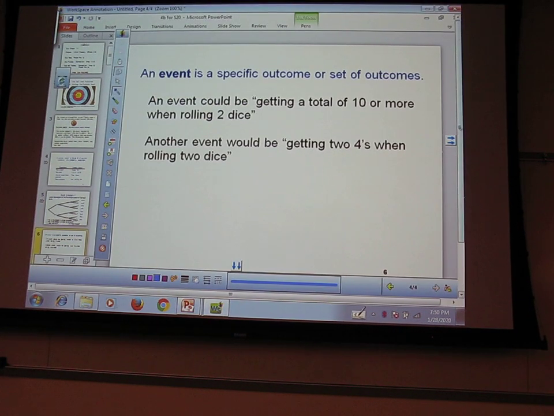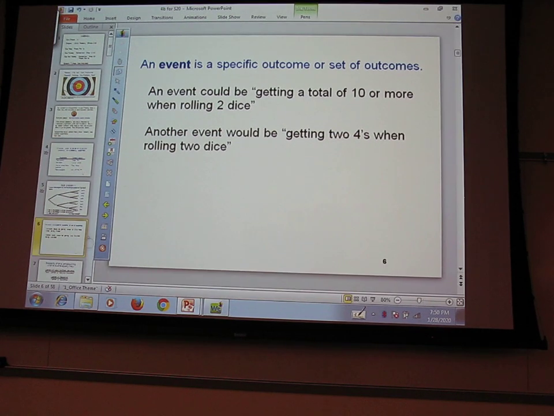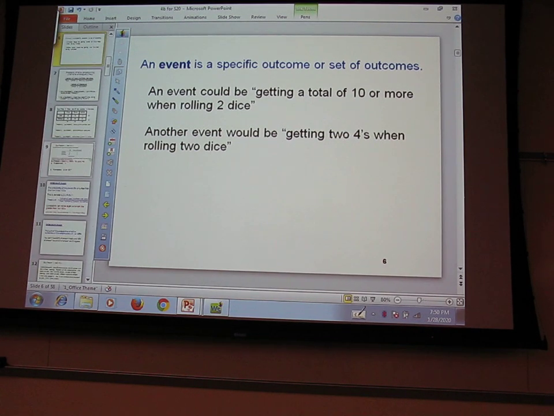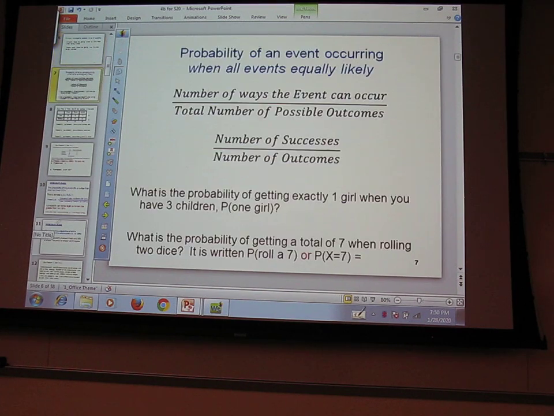Jesse, good read. An event is a specific outcome or set of outcomes. An event could be getting a total of 10 or more when rolling 2 dice. Another event would be getting 2 fours when rolling 2 dice. So it's just an outcome or set of outcomes.